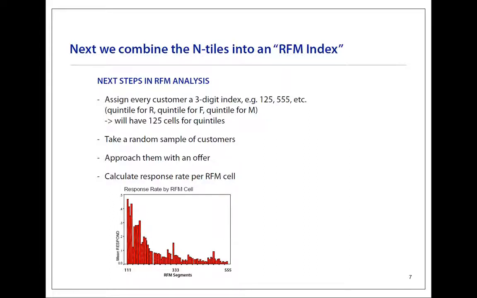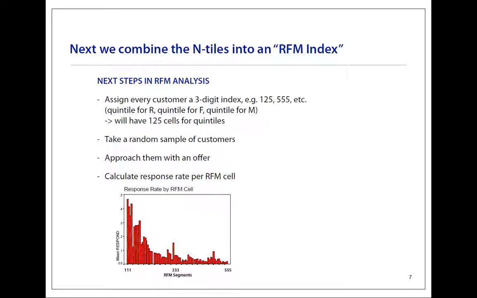That means there will be 125 different segments or cells of customers as measured by RFM. If we are using decimals, that means there will be 10 times 10 times 10, so 1,000 RFM segments. And what we will do next is we want to know which segment of customers is more likely to respond to this particular offer.